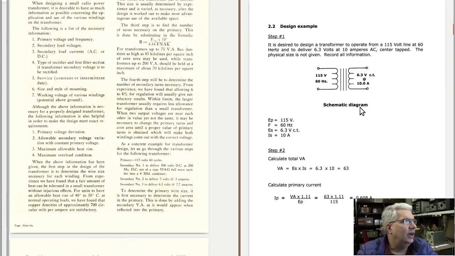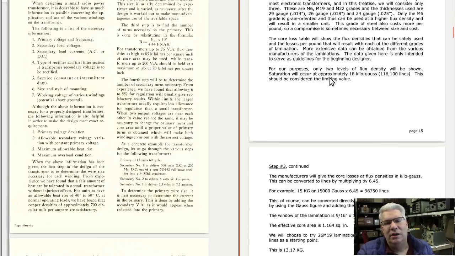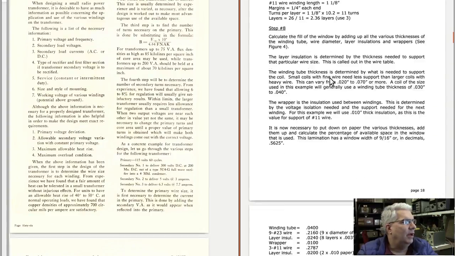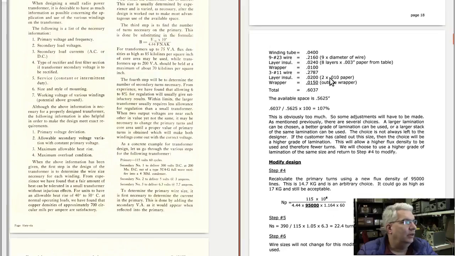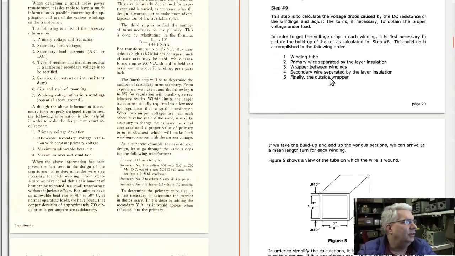And then he goes into a design example where he wants to design a 115 volt primary with a 6.3 volt, 10 amp secondary. And he goes through all the exact same steps that he went through in his design procedure. And he gets all the way to the end, and he talks a lot about the build. The build is how the layers of copper wire are going to be built onto the bobbin, which actually is the middle of the transformer. So you can kind of see what his design procedure is. And he gets all the way to the end.